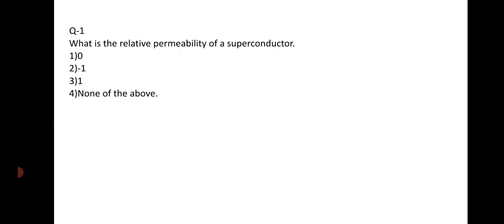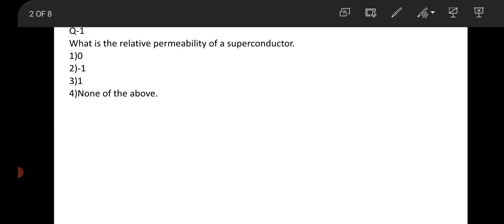This is the first question from superconductor, and the question is: what is the relative permeability of a superconductor? In order to know the relative permeability of a superconductor we have to know the Meissner effect first. As per the Meissner effect, a superconductor always behaves as a diamagnetic material, that is, it repels the magnetic lines of force in the presence of a magnetic field.